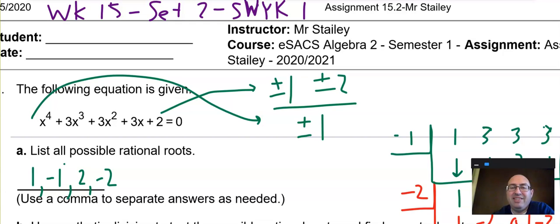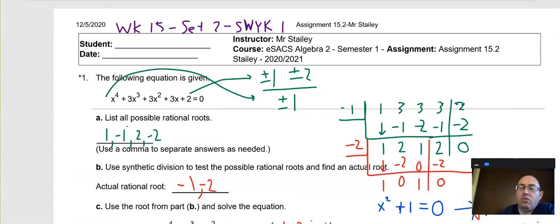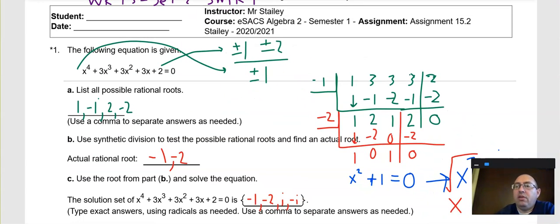All right, week 15, set 2, SWYK number 1. So in question number 1 here, we're dealing with the following equation. List all the possible rational roots.